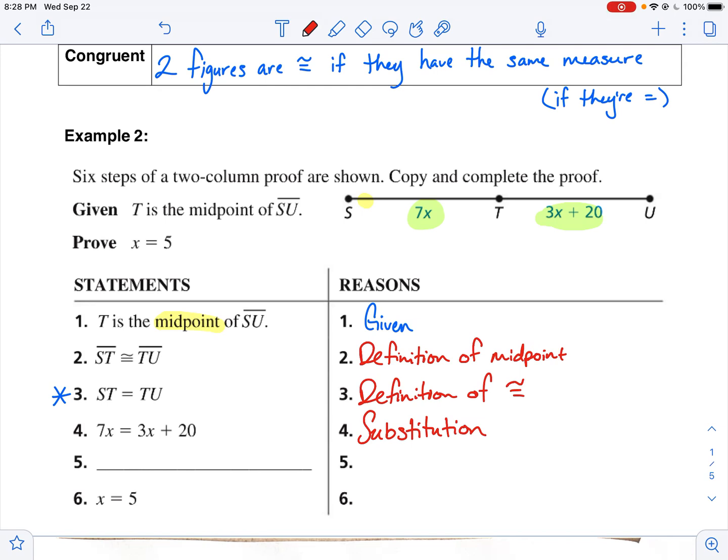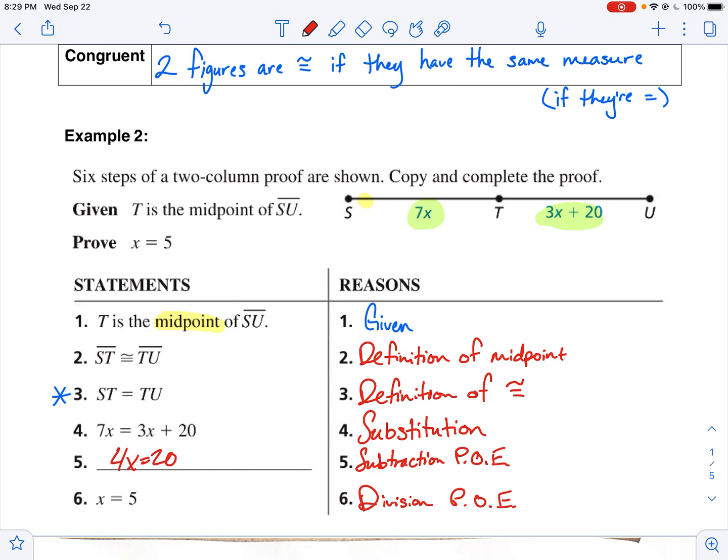And from here, you could probably finish this proof. I would encourage you to pause the video and try to finish this proof on your own, and then unpause and check your work. You should have 4x equals 20 by subtraction property of equality. And then your last one, x equals 5, by the division property of equality.